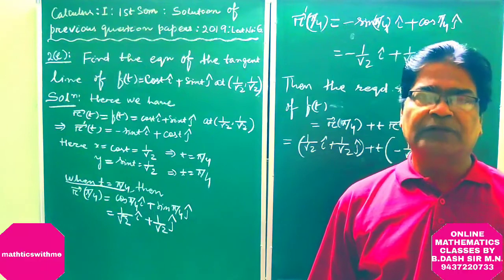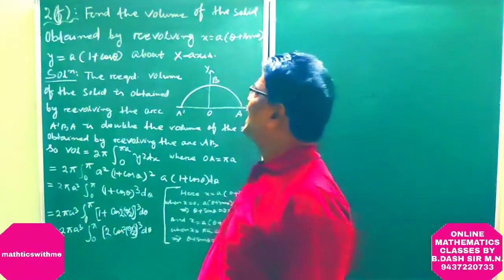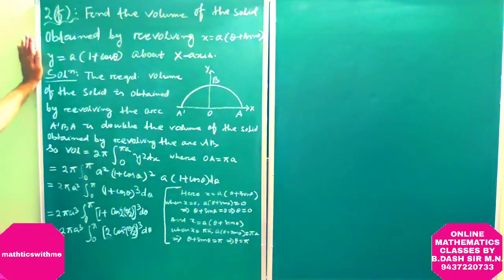Let us proceed to solve the next question. Our next question is: find the volume of the solid obtained by revolving x = a(θ + sin θ), y = a(1 + cos θ) about the x axis.